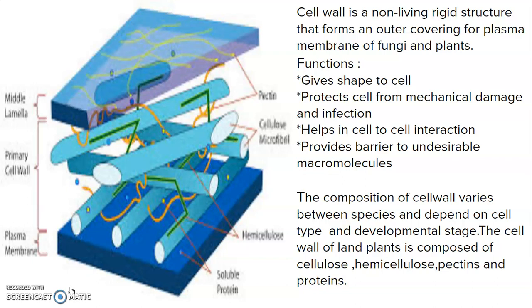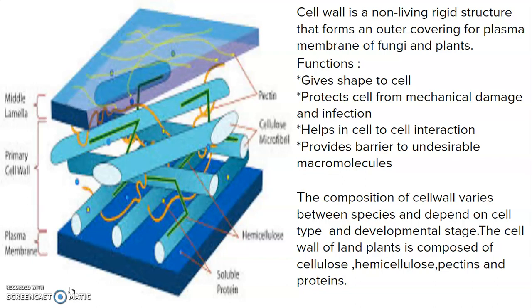The composition of cell wall varies between species. It depends on the cell type and developmental stage. That means the composition of cell wall is different in different types of cells. In the case of plant cell, in the case of fungi, in the case of higher plants, in the case of algae, the composition of cell wall is different. It also depends on the cell type and developmental stage.